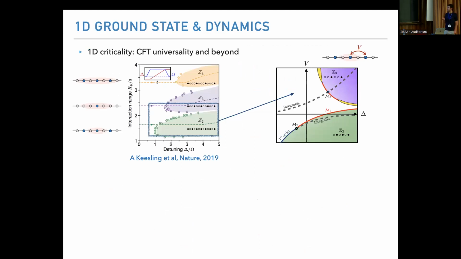Essentially, this system has been widely studied in one dimension in the last 4 to 5 years, both experimentally and theoretically. And this is a sketch of a phase diagram as a function of this parameter, the blockade radius, and the detuning, which is controlling the density of excited Rydberg states. And you see that there are a lot of phases in this phase diagram. And the people who were studying this system theoretically focused a lot on understanding especially the universality classes of phase transitions between these phases.